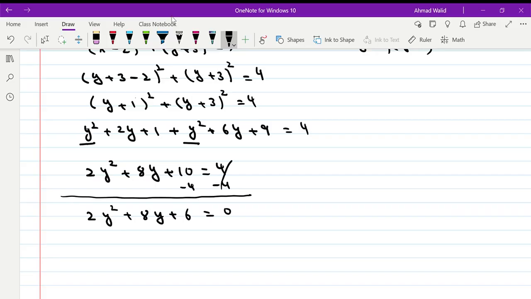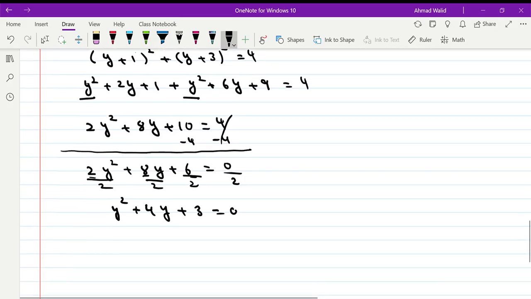Here you see 2, 8, 6. You can reduce it, you can make it smaller. Divide everything by 2, correct? In the previous example, I told you not to divide. There the difference is, you divide by x, not by a number. That's why you are losing one of the variables. But here you divide by a number, so you are okay. Do it. Make it smaller, correct? Then you end up with y squared plus 4y plus 3 equals 0.